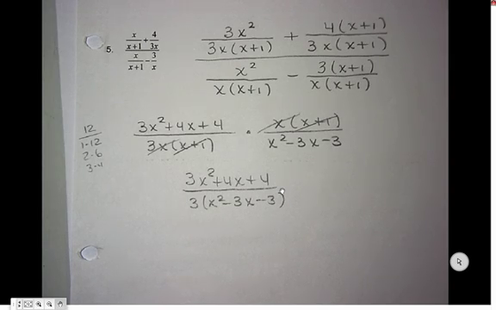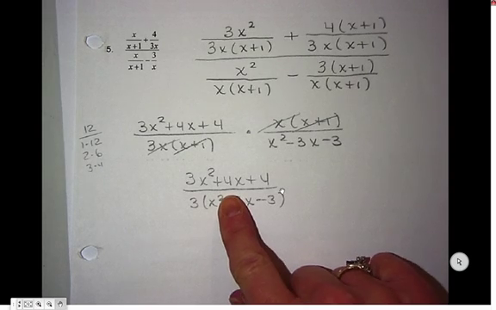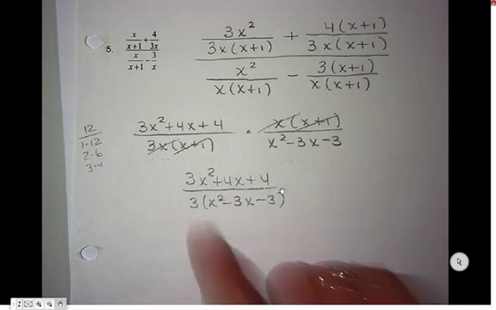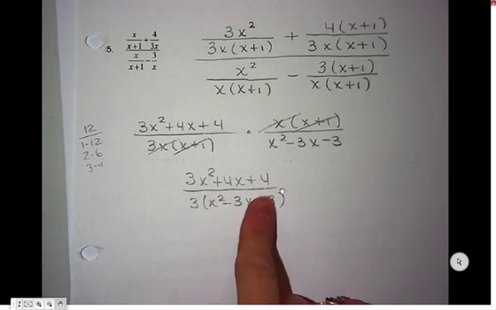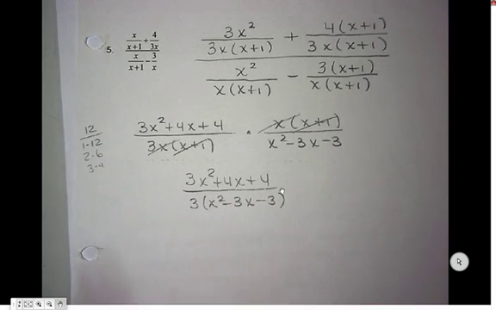The x plus 1 canceled. How do I know this doesn't factor further? Look at what I did on the side. I'm looking for a factor pair of 12, right? So I listed them all. Do any of them add to 4? No, so it doesn't factor.